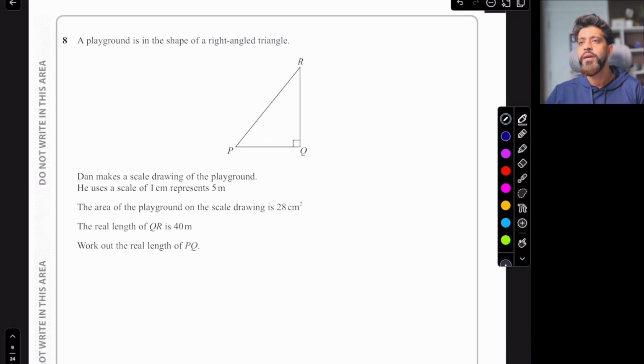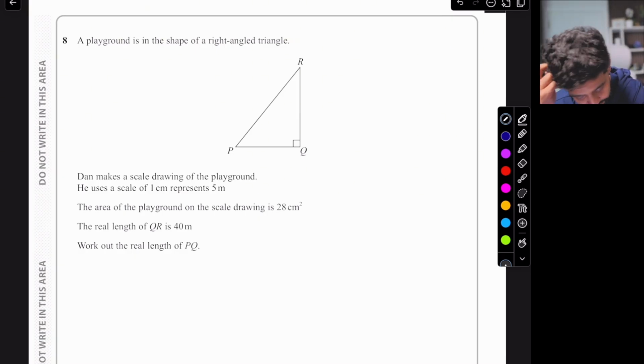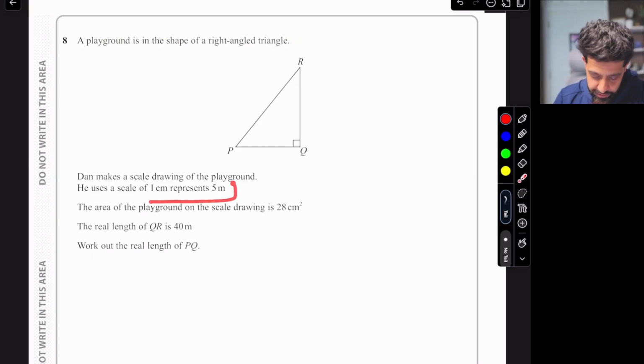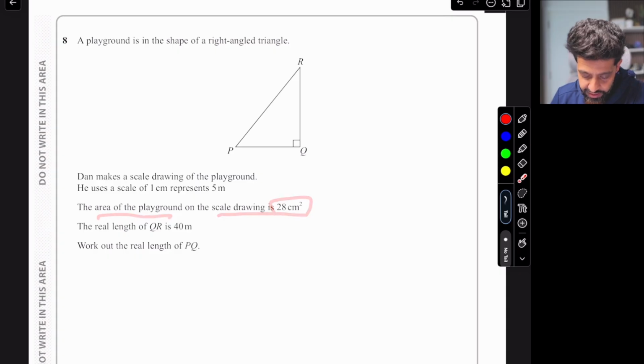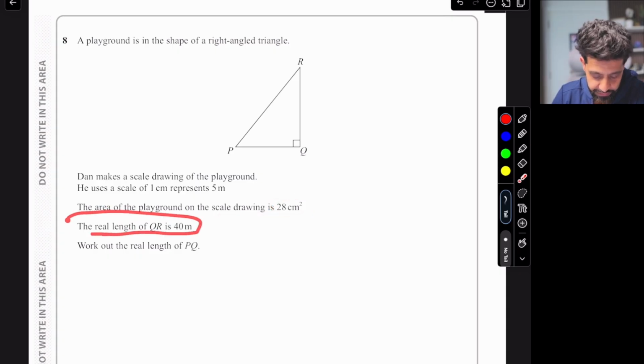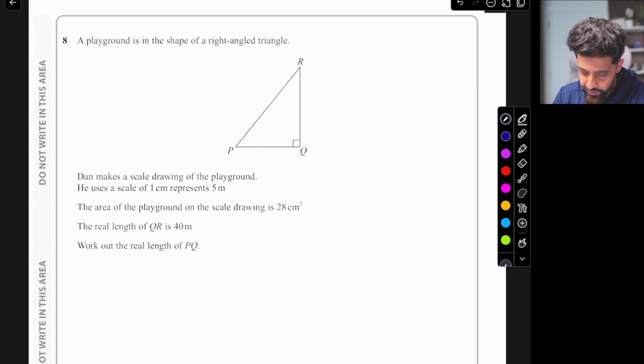All right, question number 8. A playground is in the shape of a right angle triangle. Dan makes a scale drawing of the playground. He uses a scale of 1 centimeter to represent 5 meters. The area of the playground on the scale drawing is 28 centimeters squared. The real length of Q to R is 40 meters in real life. Work out the real length of P to Q. P to Q is here.